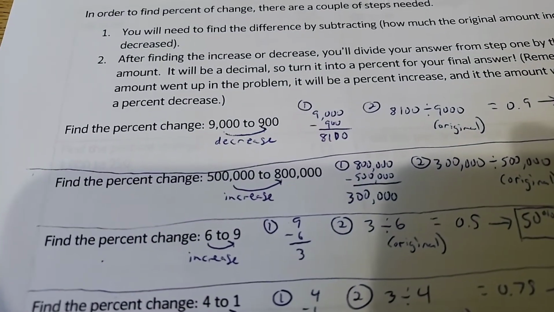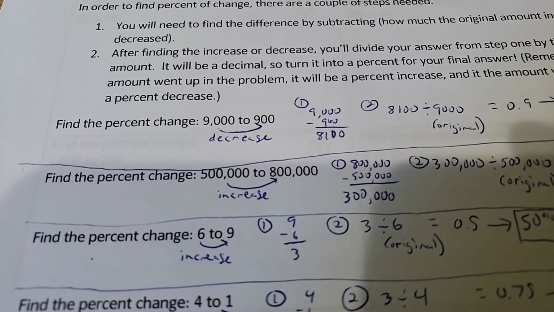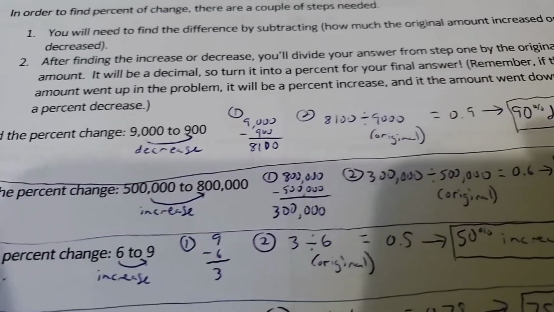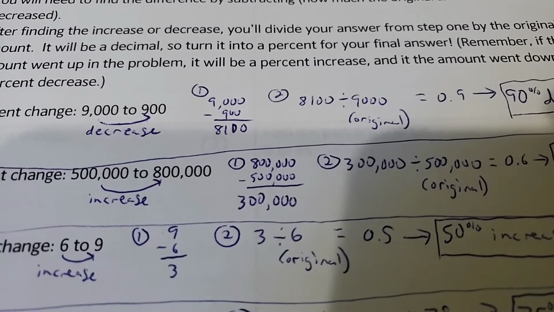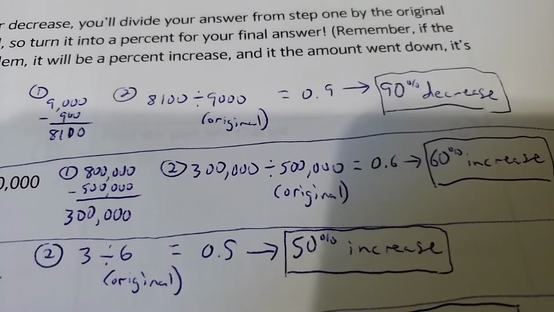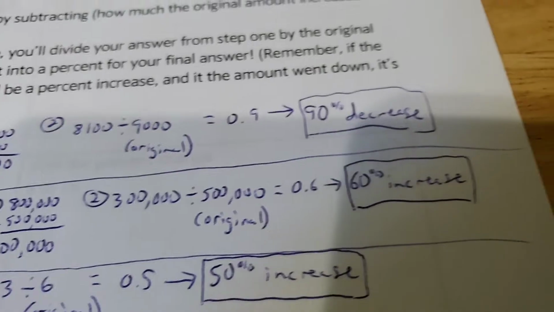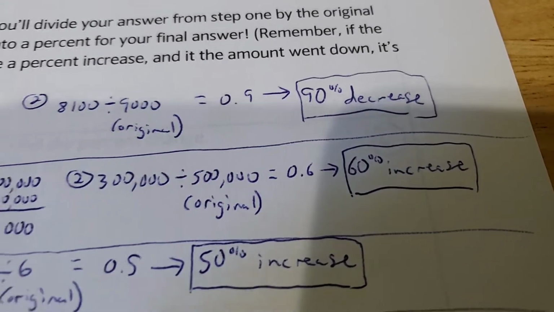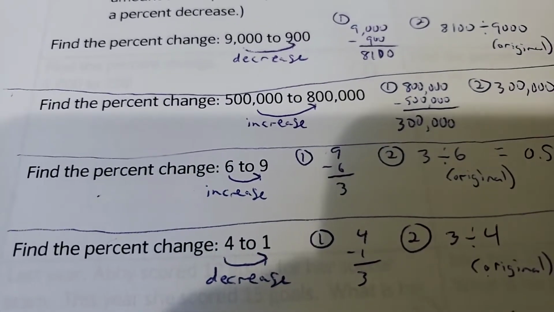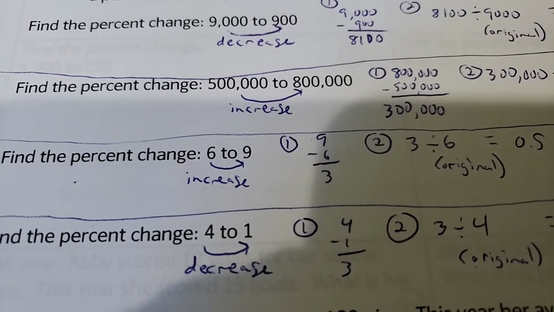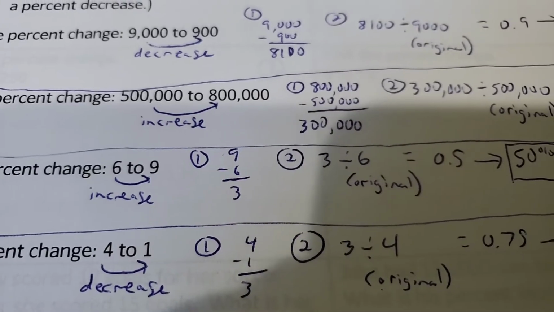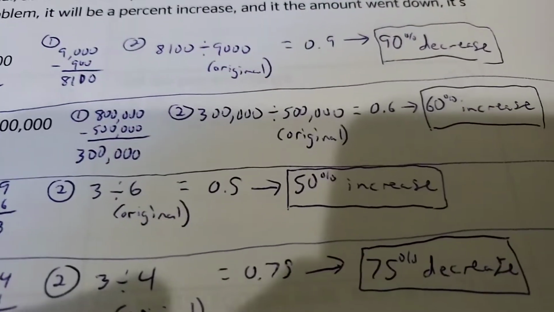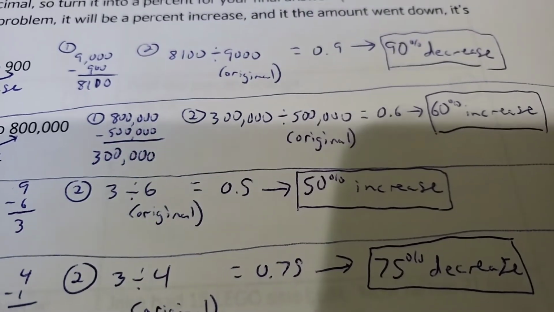Find the percent change of 500,000 to 800,000. Now that's going to be an increase. That number went up. So the difference between the two is 300,000. So take 300,000 divided by the original 500,000, you get 0.6. So the decimal 2 places to the right, 60% increase. If I find the percent change from 6 to a 9, it's an increase. It's a difference of 3. So take 3 divided by the original amount of 6. You get 0.5. So the decimal 2 places to the right for a 50% increase.